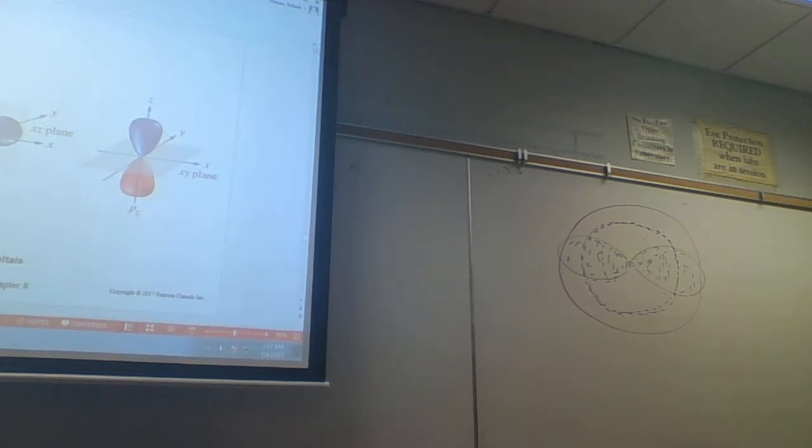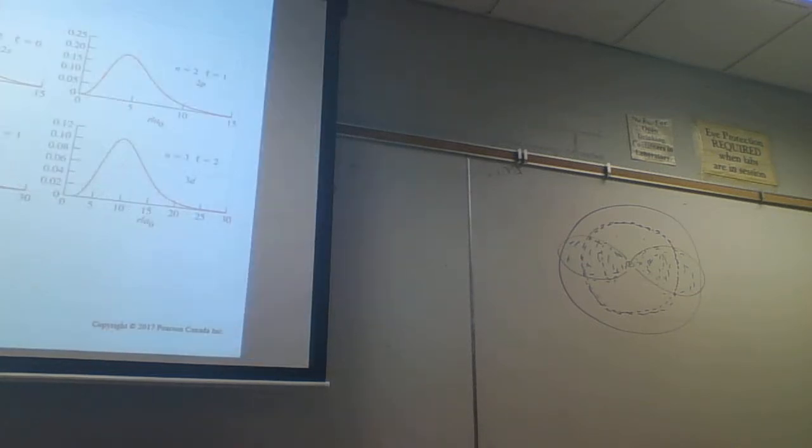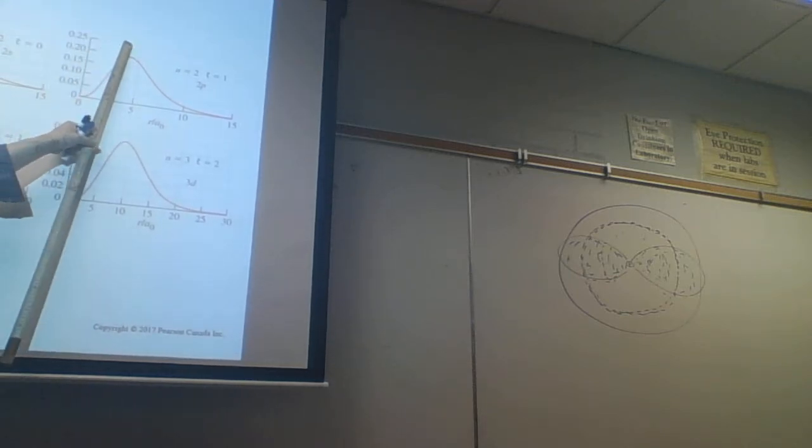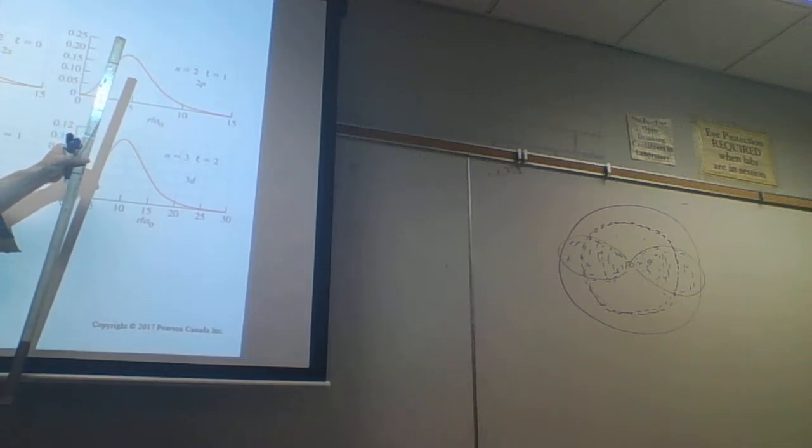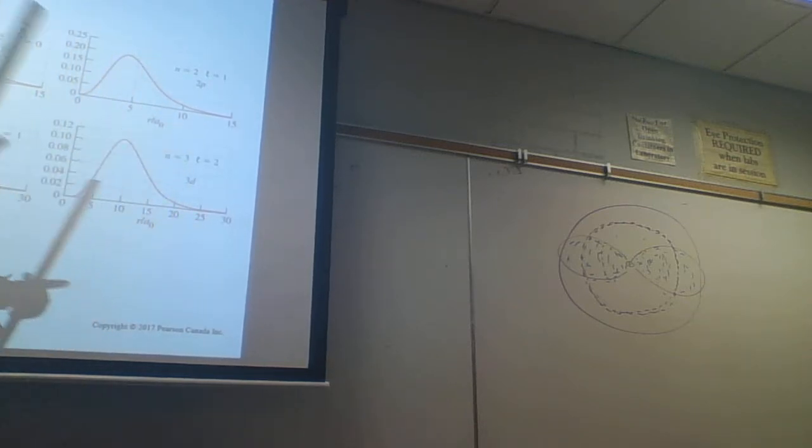even though they have different RDFs. The 2s and the 2p have different RDFs. Even though they have different most probable distances, their effective distance is the same because we normalize it over the three-dimensional sphere. Does that make sense? There. And so the same thing happens.